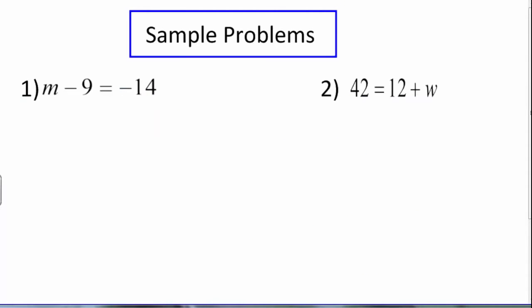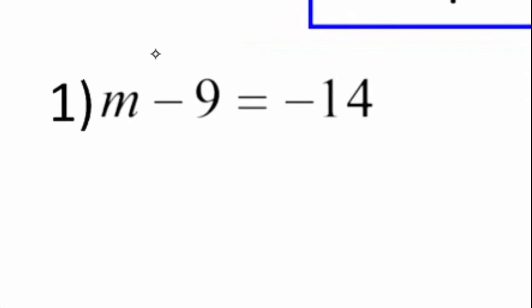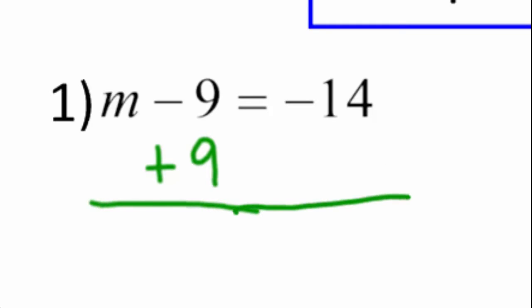So let's see how we will solve equations. I've got first here, m minus 9 equals negative 14. There's nothing to simplify here on the left side of the equal sign. So now I'm going to work on zeroing out my constant that is on the same side as my variable. Negative 9 is my constant, and I recall the additive inverse property. If I want to zero this out, I would just add 9 to negative 9, and I would get 0.